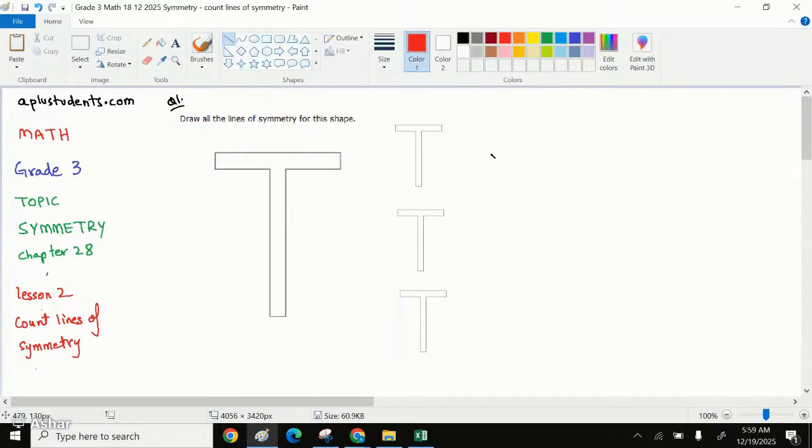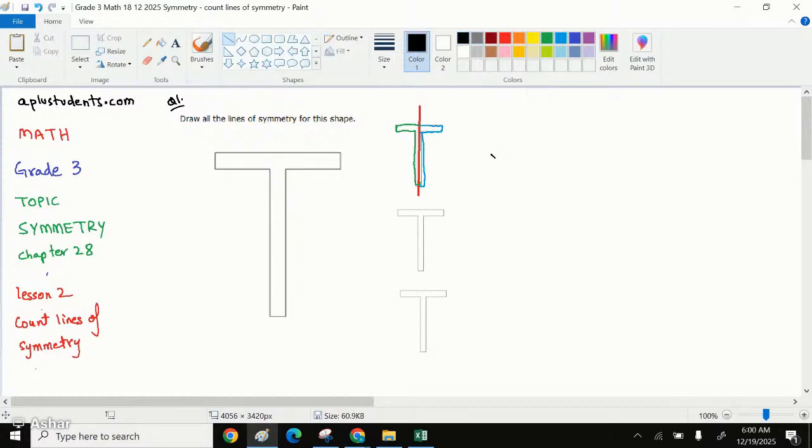So what we can do is the T can be divided from the center. Agreed? That means this part of the shape is exactly the same as the shape on the right side. So this can be one.